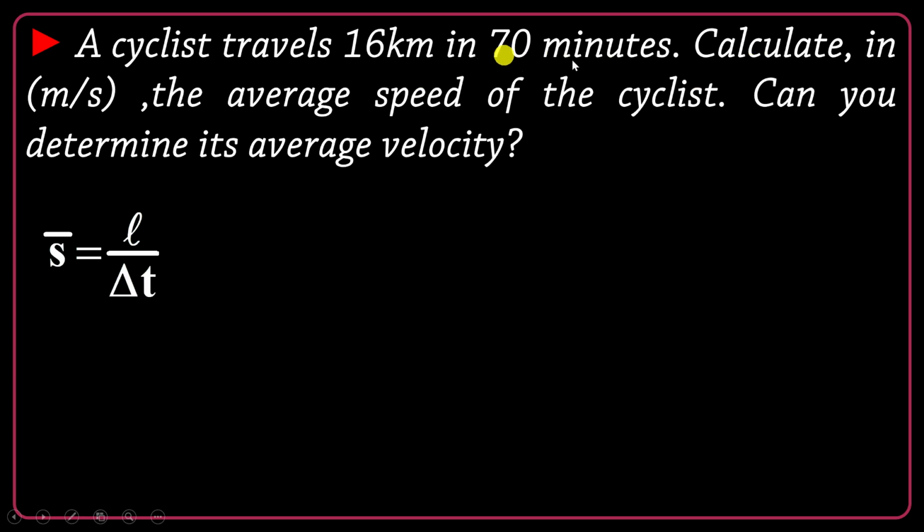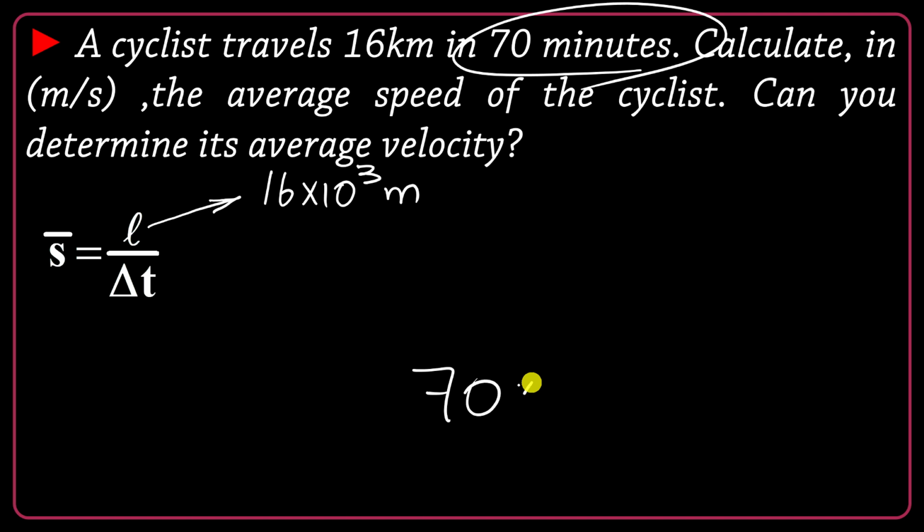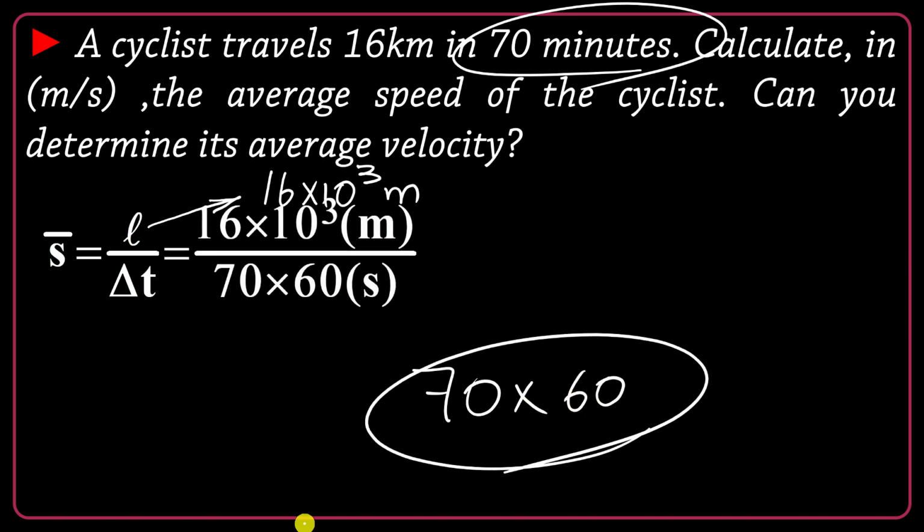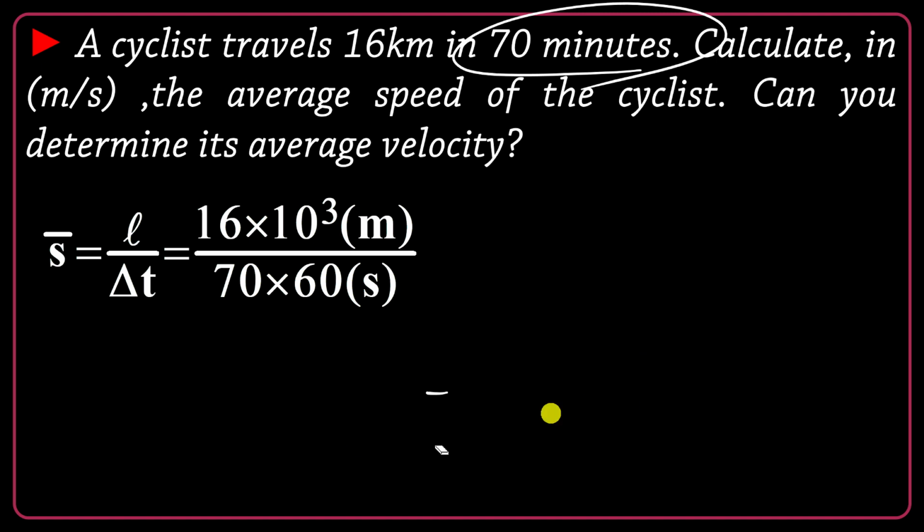70 minutes, oh, it's not in seconds. I need meters per second. Oh, I should convert them. So L is going to be 16 times 10 to the 3 meters. And then 70 minutes, 70 times 60, so it's seconds, okay? So it's going to be something like this, okay? 16 times 10 to the 3 divided by 70 times 60. Okay, it's 3.8 meters per second.